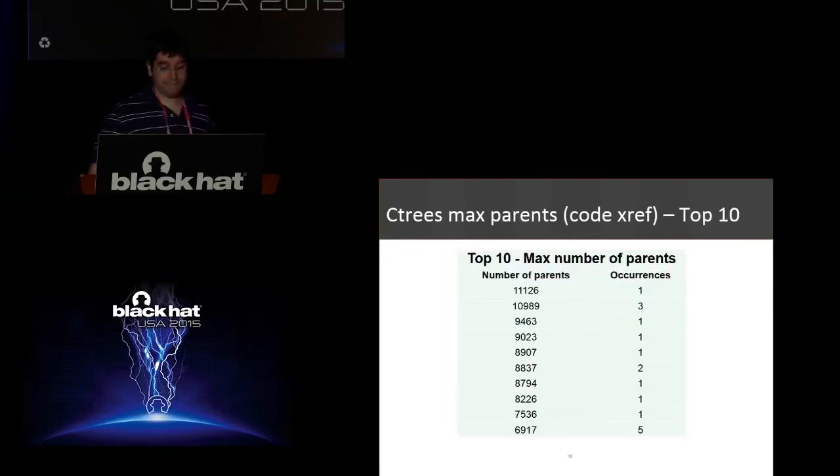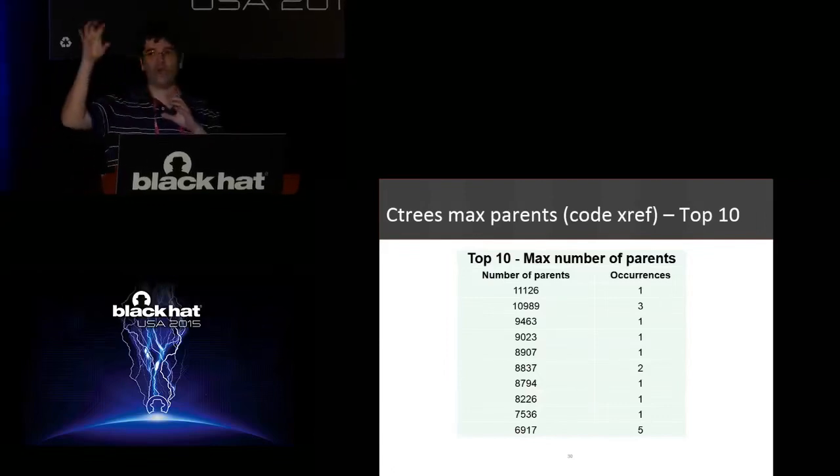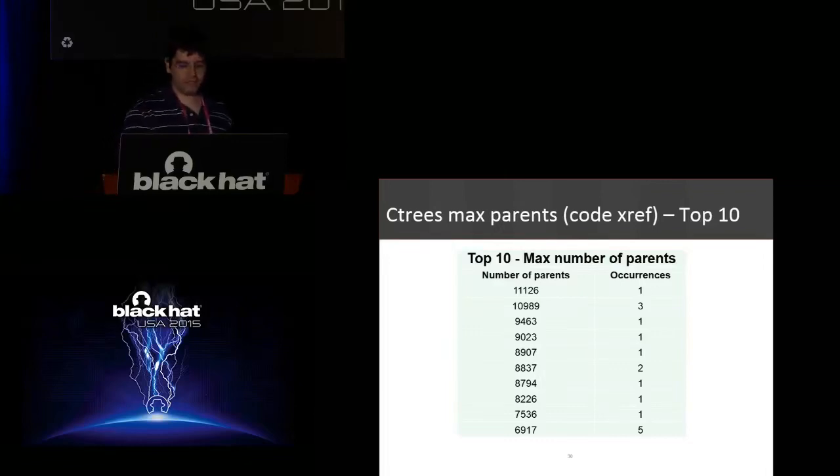And then the max parents. So now we have C3s, right? How many parents does a C3 have? It means how many other functions are calling this specific function, right? We got the top 10 here. As you see, the number of parents is huge, like 11,000 or something, but as you go down the top 10, the number goes down significantly, right? Yeah, and this is what the chart is about.